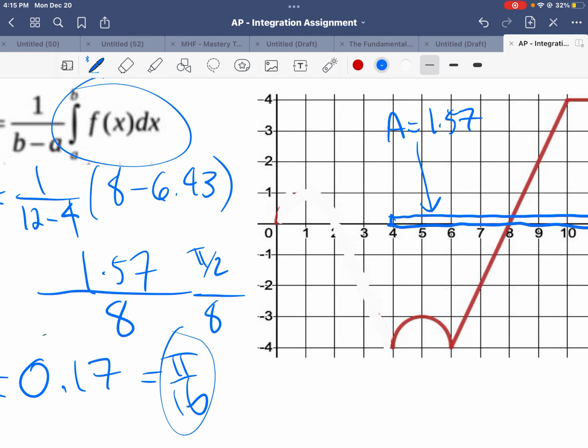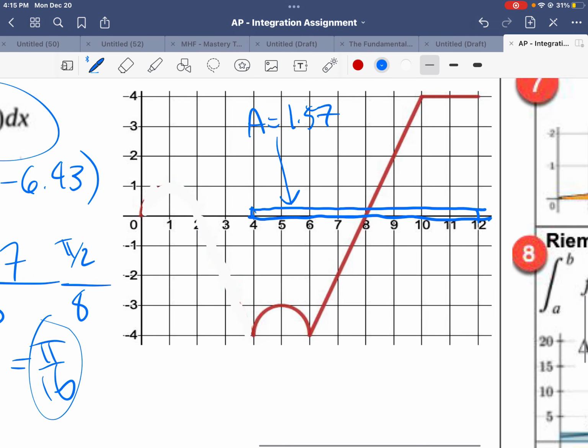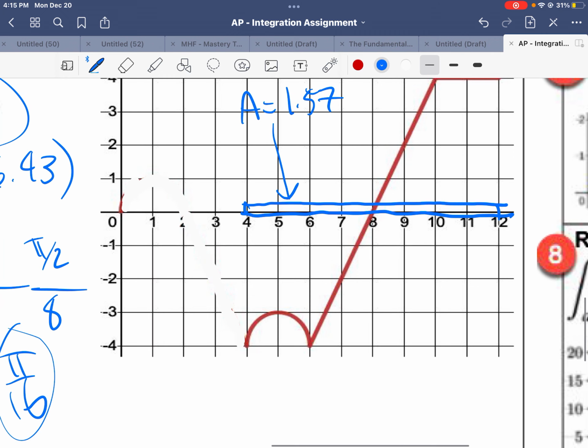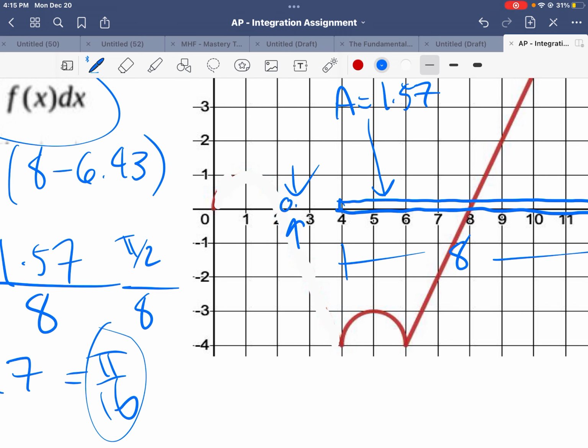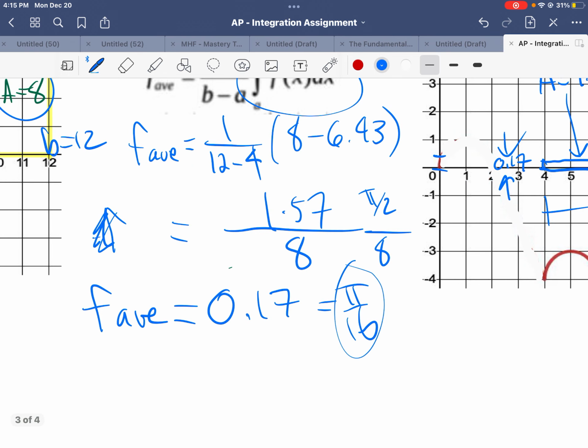3.14 divided by 16. Okay, so it's pi by 16 is exact then for that y value. Okay, so the area is 1.57, and we know that the y value that's needed to have that area when the width is 8 from there to there is about 0.17. So that's the average y value. Okay, the average y value is 0.17, which we call f average or y average.